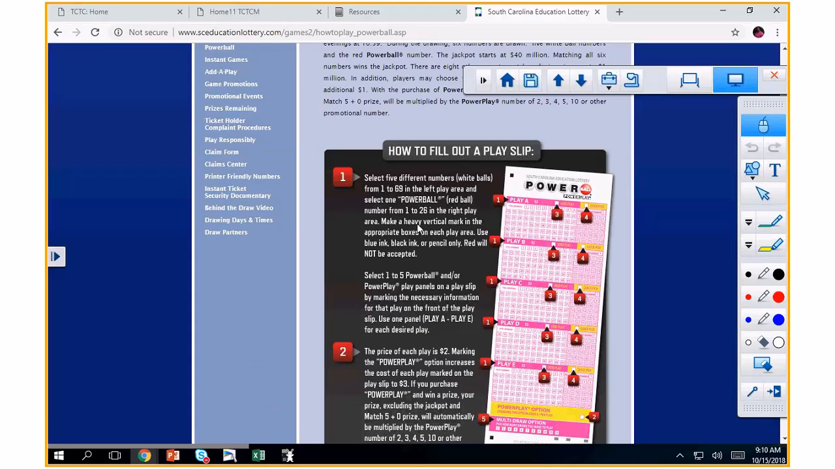It says, select 5 numbers from 1 to 69. Write that down. And then it says, select 1 number, 1 to 26. Write that down. That's all you got to write down. Select 5 numbers, 1 to 69, and 1 number, 1 to 26. Okay, because the Powerball, how does it work?